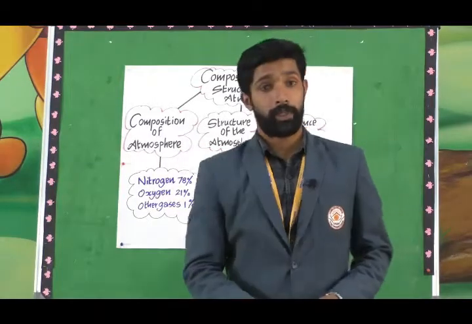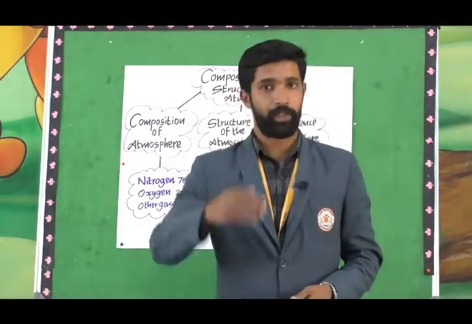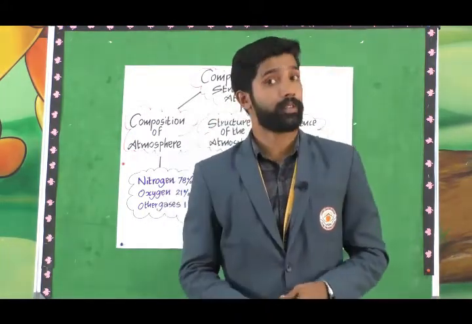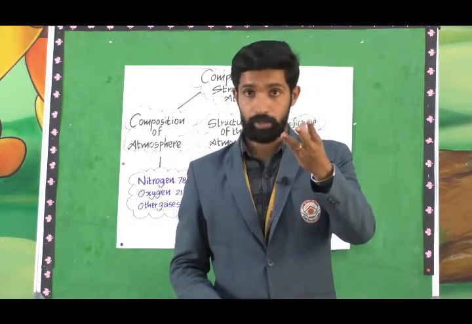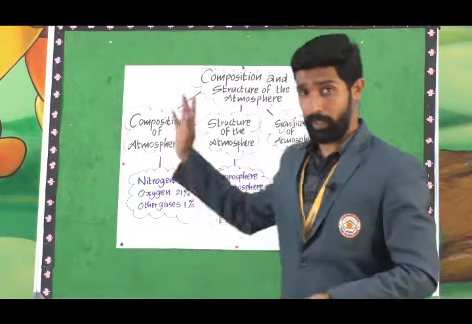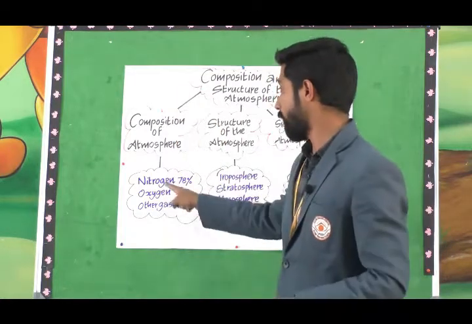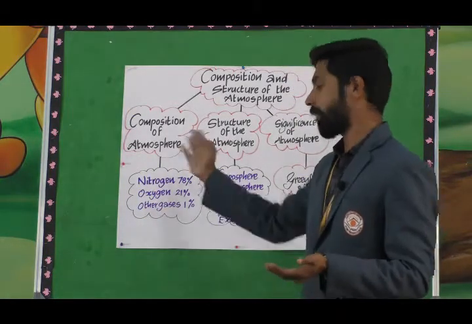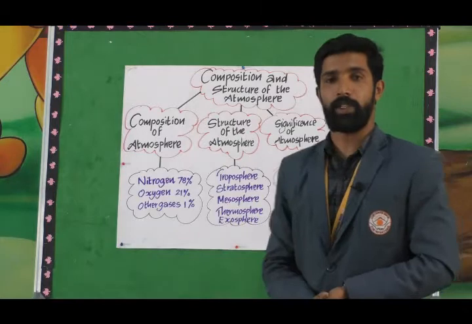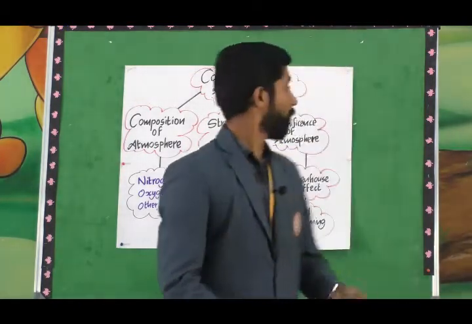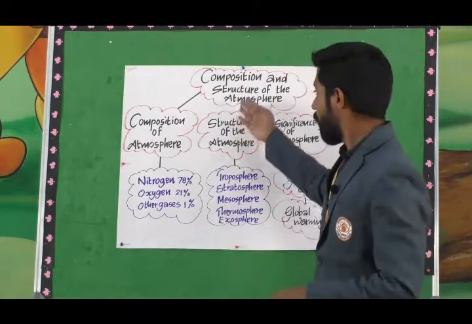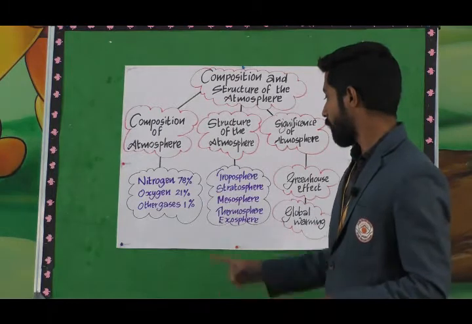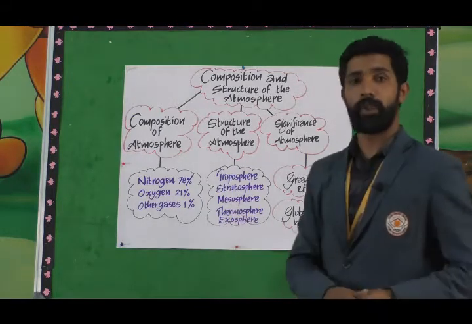The atmosphere consists of a mixture of gases, then water vapor, dust particles, pollen grains, and many impurities like smoke, salt, and other chemicals are present in varying quantities in the atmosphere. Like nitrogen, it is 78%, and oxygen is 21%, then other gases is 1%. And also we discussed the structure of the atmosphere. It has 5 layers: troposphere, stratosphere, mesosphere, thermosphere, and exosphere.